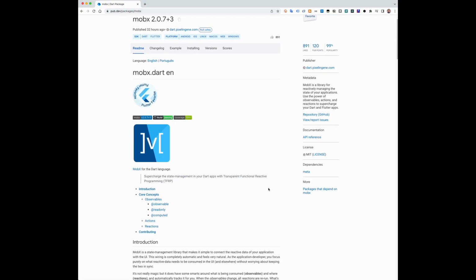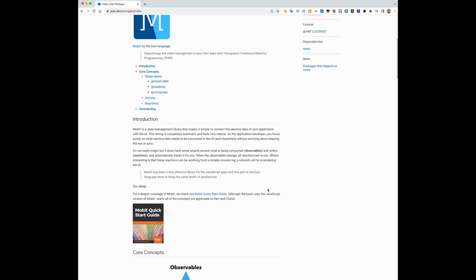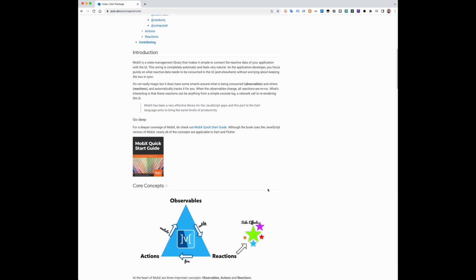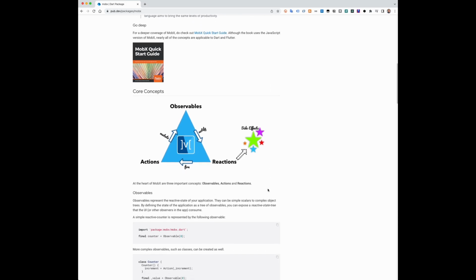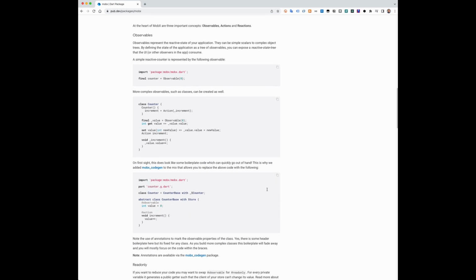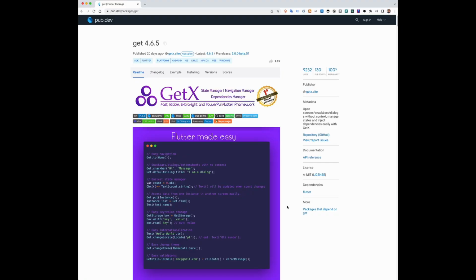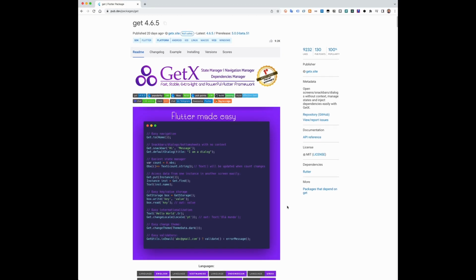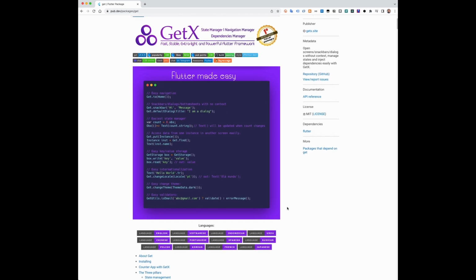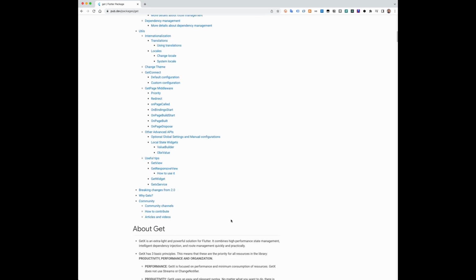MobX is a library based on observables, actions, and reactions. GetX is a simplified reactive state management solution. It uses two different state managers, the simplified state manager, GetBuilder, and the reactive state manager, GetX or Obx.